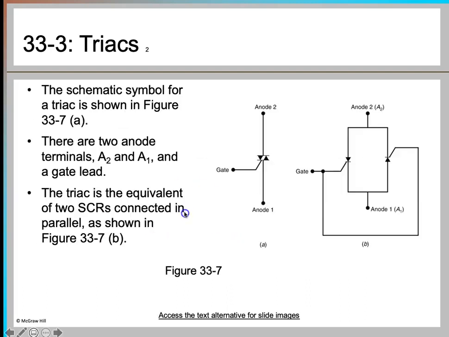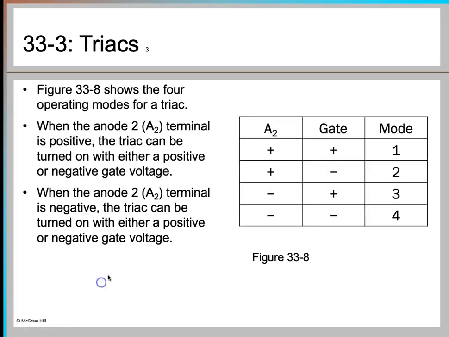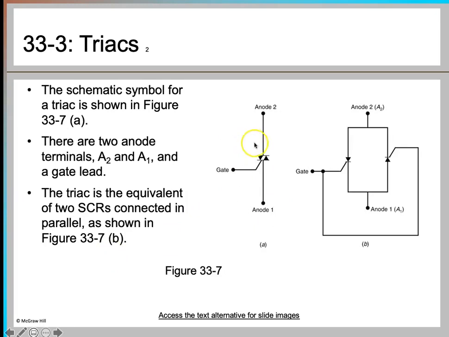So let's see the construction of the triac. This is the schematic symbol of a triac, and there are two anodes in this, anode 1 and anode 2, and then there is a gate lead here. And this triac is equivalent to two SCRs connected in parallel, and that you can see in this circuit B, where these are the two SCRs, and this is the gate lead, and these two gate leads are connected. These are the two terminals, anode 2 and anode 1. And you can see this is the same replica of this symbol. So you can say that the triac is basically equivalent to two SCRs connected in parallel.